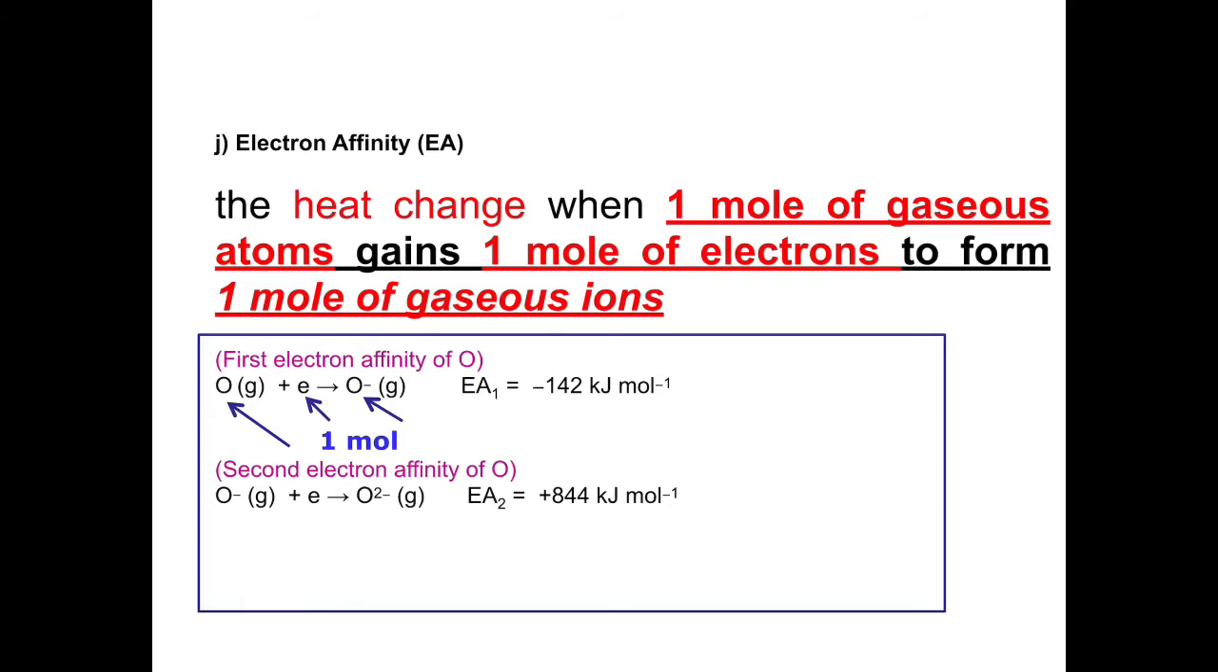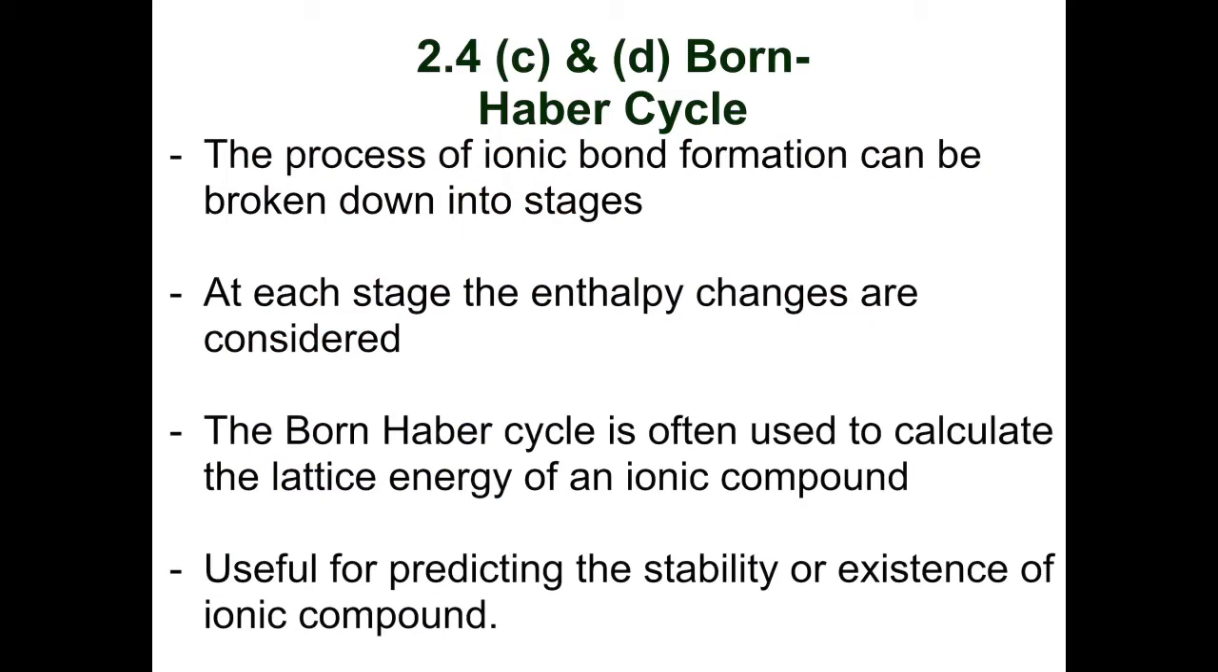For example, we have the equation below for the first electron affinity of oxygen. 1 mole of oxygen in gaseous state plus 1 mole of electrons produces 1 mole of O- ions in gaseous state. Now we look at Born-Haber cycle.